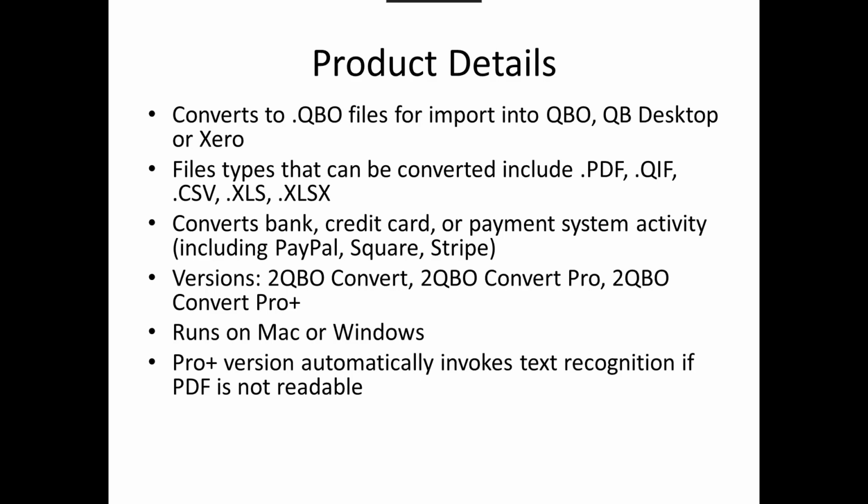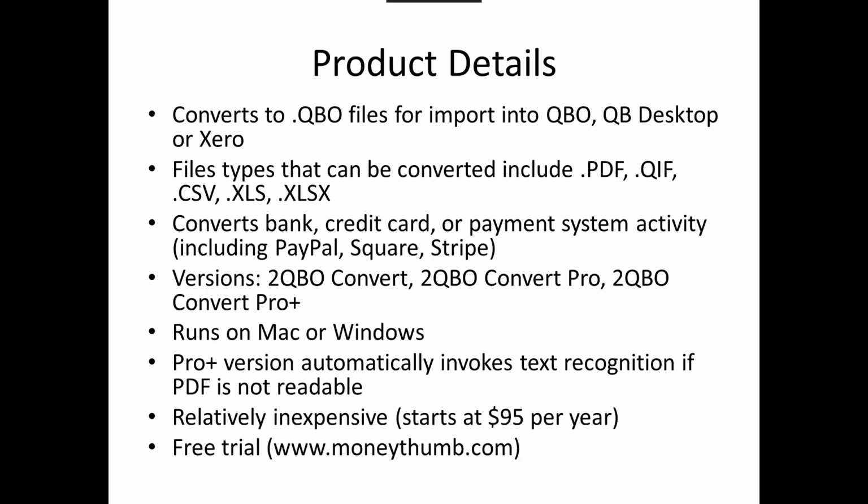It's also, compared to its competitors, relatively inexpensive. The simplest one, the Convert version, starts at $95 a year, and the Pro Plus, I think, is like $295 a year, which is still very reasonable. You can check it out. There are free trials for any of the versions on moneythumb.com.